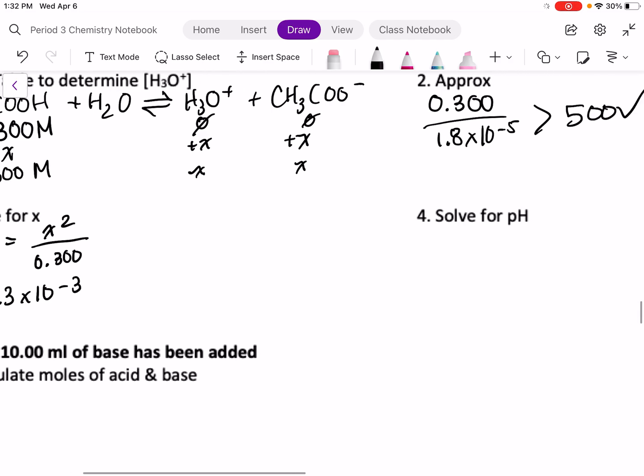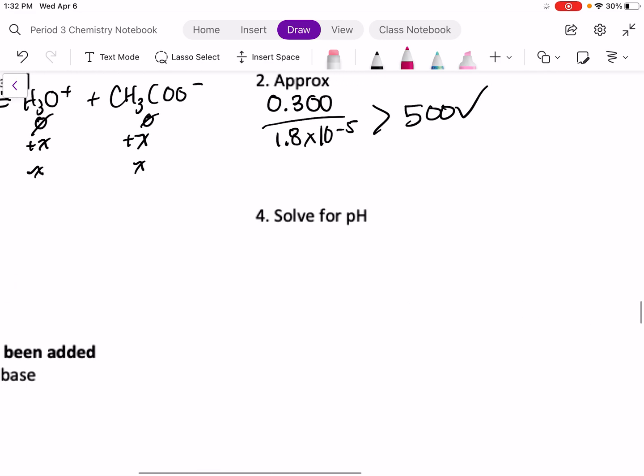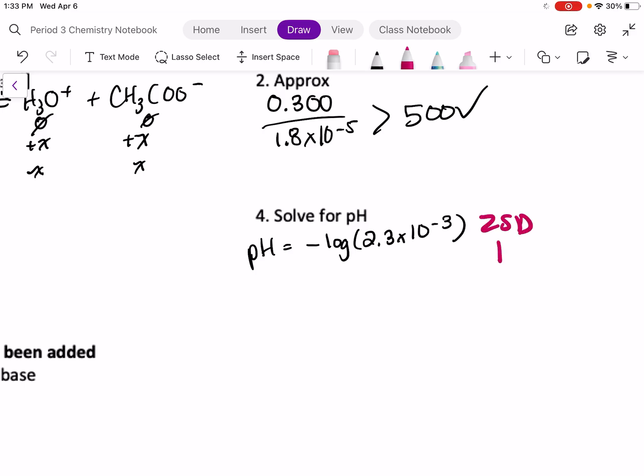To solve for the pH, we know that this has 2 sig digs from our Ka value. Now our pH is going to be negative log 2.3 times 10 to the negative 3. Our 2 sig digs are going to turn into 2 decimal places. Because this is hydronium concentration, I know that this is pH and not pOH. It's going to be 2.63.